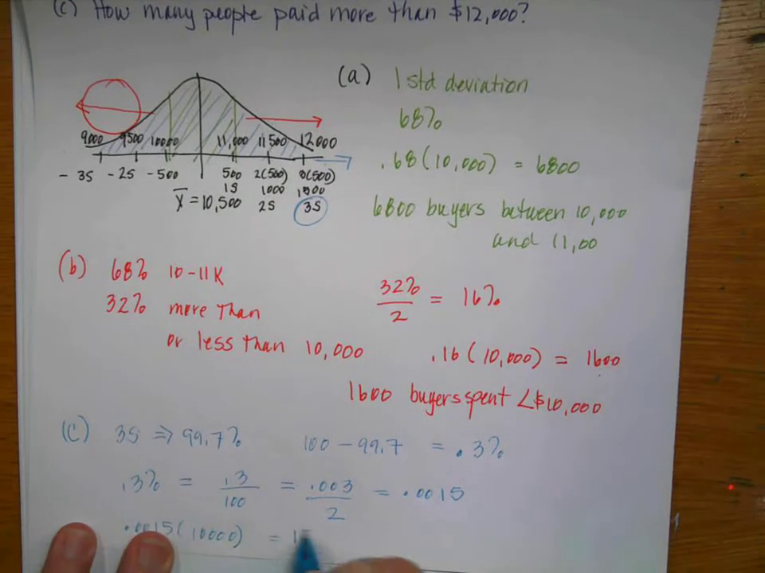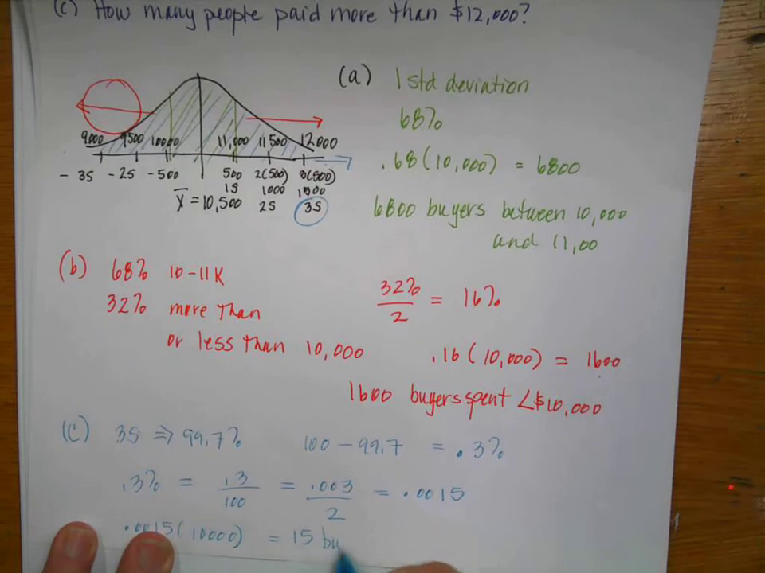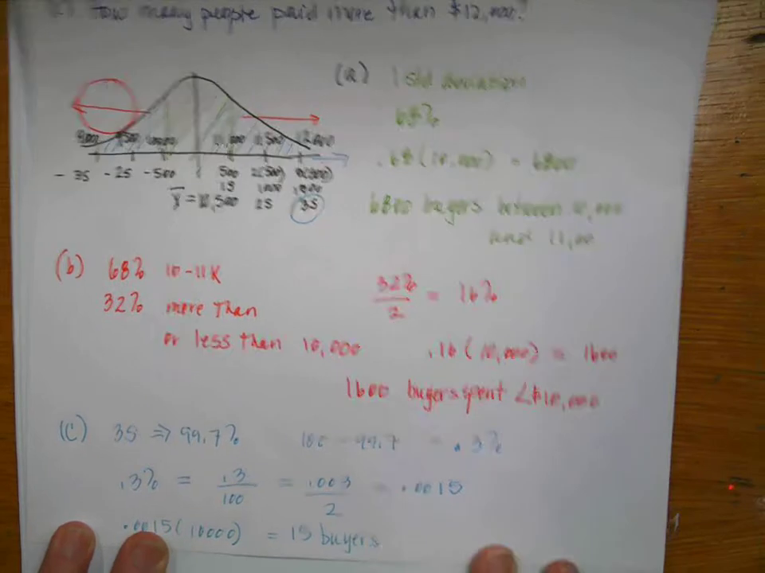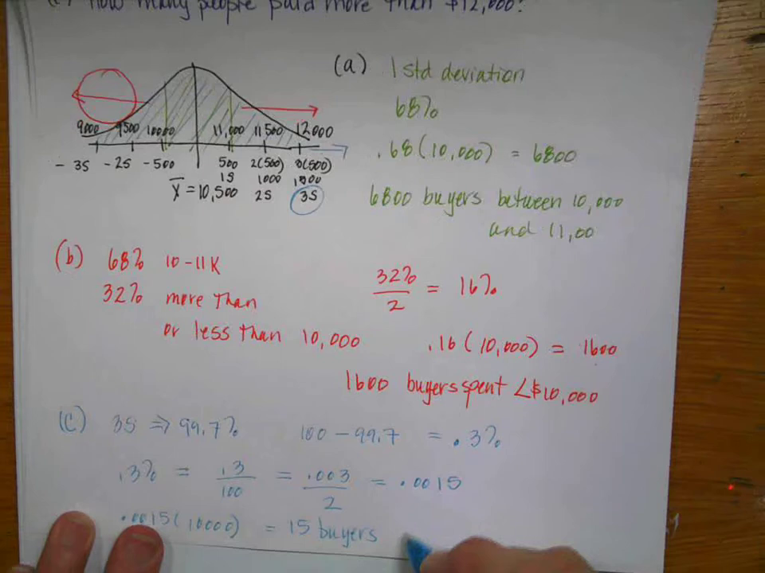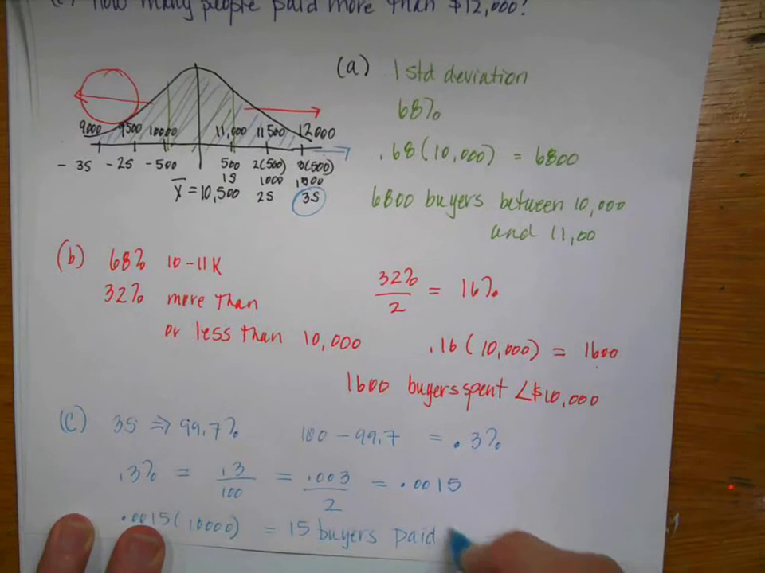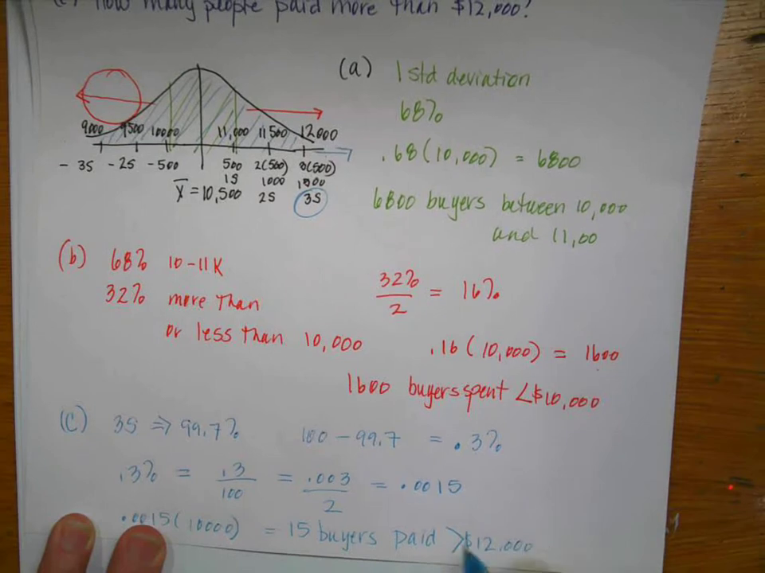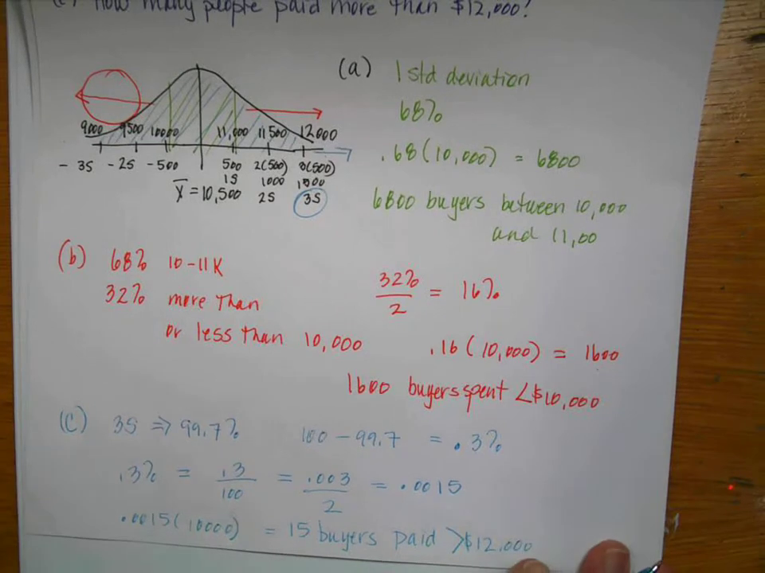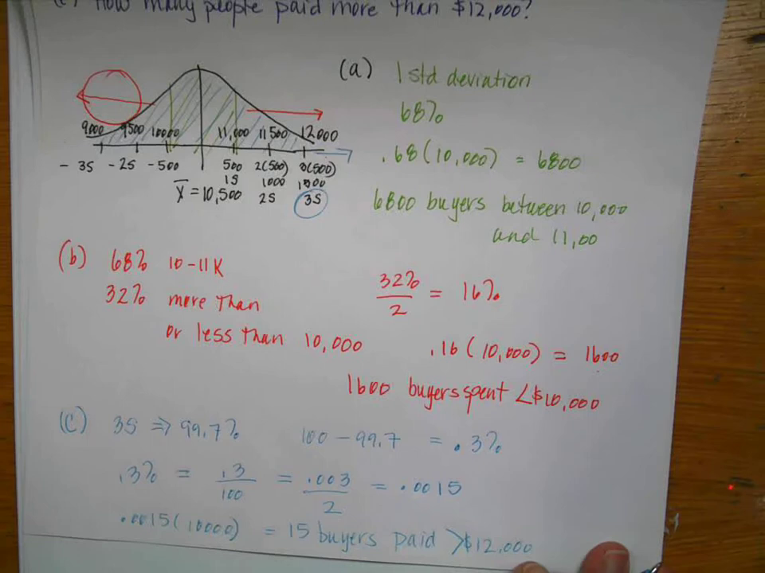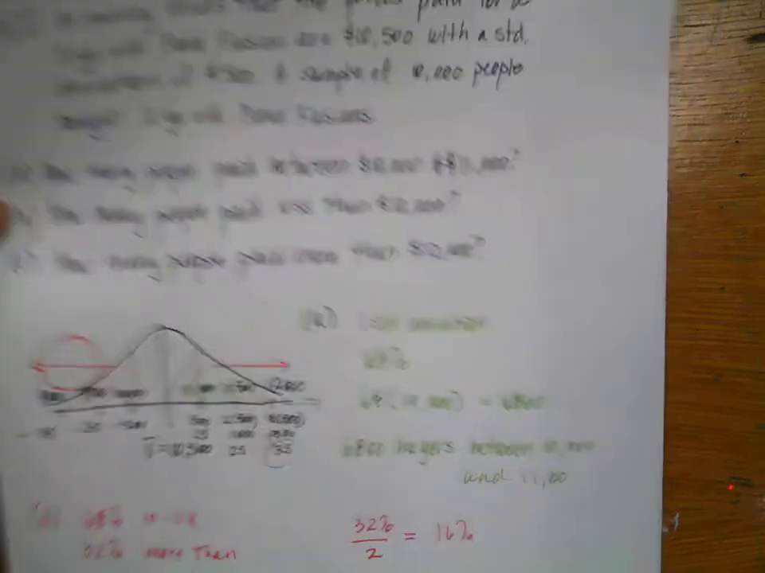0.0015 times the 10,000 people that bought cars, and you're going to get 15 poor schmucks who paid more than 3 standard deviations. So paid more than $12,000, okay? And those are the poor schmucks that didn't remember what it means to talk about standard deviations, okay?